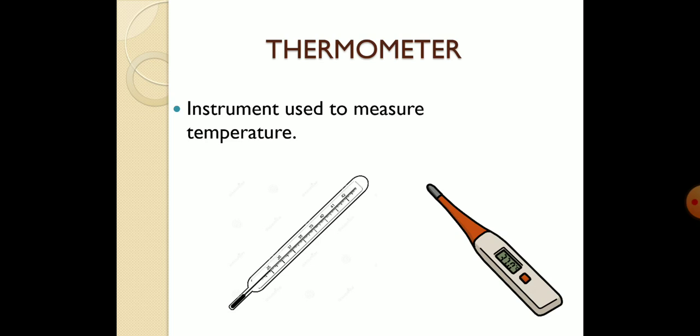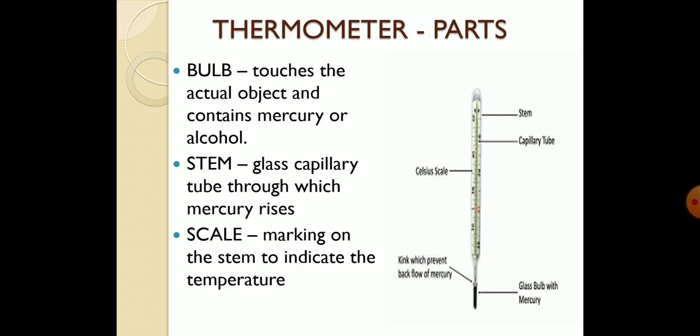THERMO, meter, METER. It is not METRE. That metre is for the unit length. The SI unit of length was metre, METRE. This is meter, which has to measure the temperature. So, thermometer. Now, what are the parts of a thermometer?